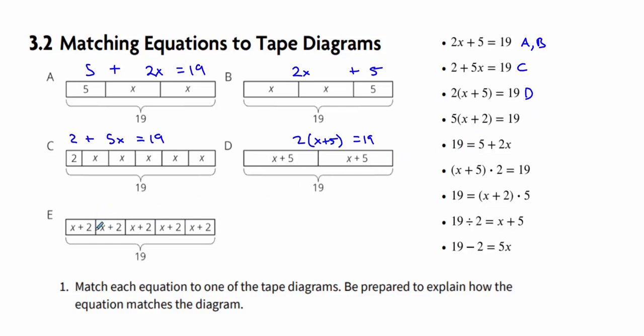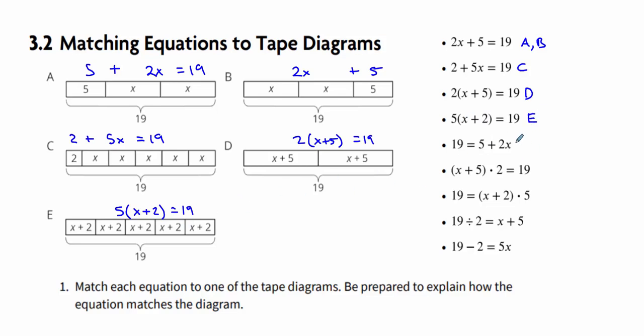We have this one down here. We have x plus 2 plus x plus 2 plus x plus 2 plus x plus 2. So we have 5 groups of x plus 2. So that one would look like 5 groups of x plus 2 is equal to 19. So here we have 5 groups of x plus 2. So this one would be E.